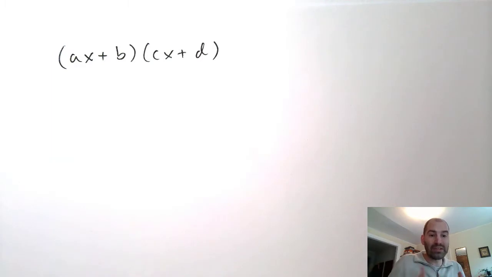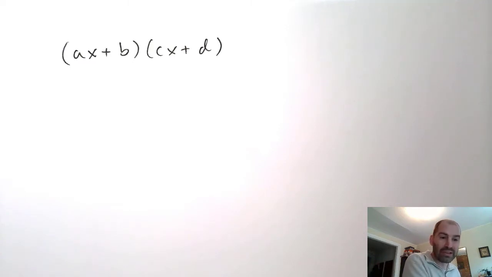Why am I doing this? Well, because I know that factoring is the opposite of multiplying out. So all we have to do after we multiply it out is run this process in reverse, and we should have our answer.